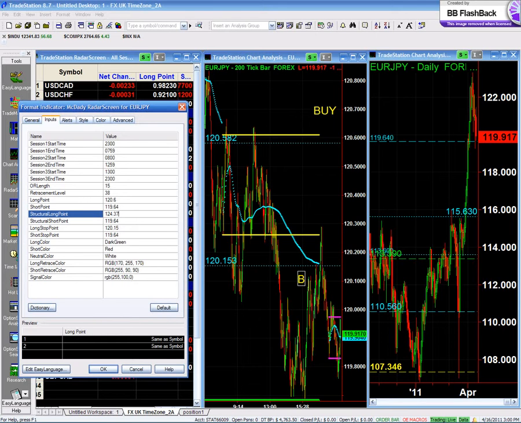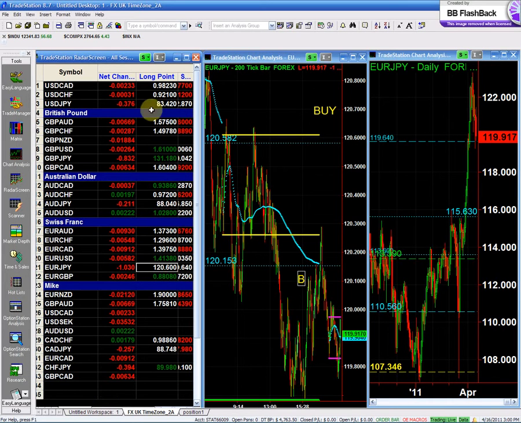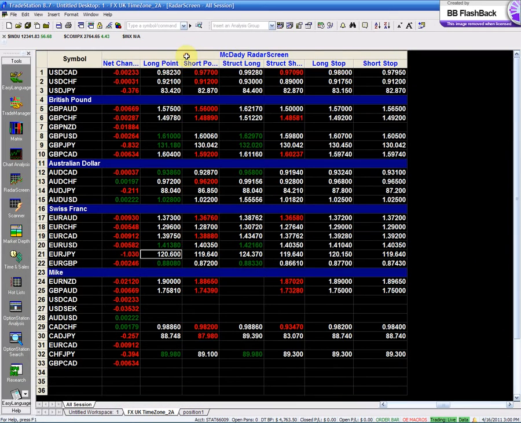Okay, so my structure long is the 124.37. We are only going to go short below 119.64. Our structure short is the 119.64, and it is also our stop. Okay, that is the euro yen.